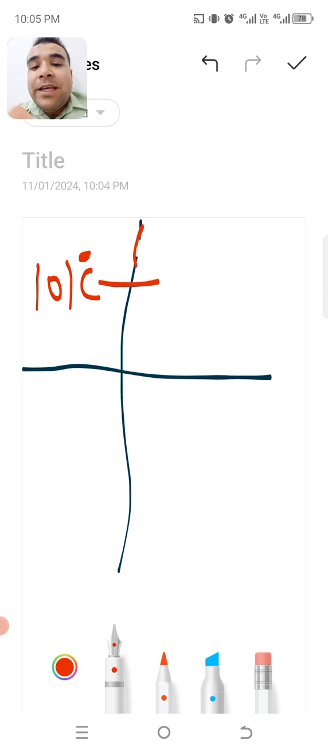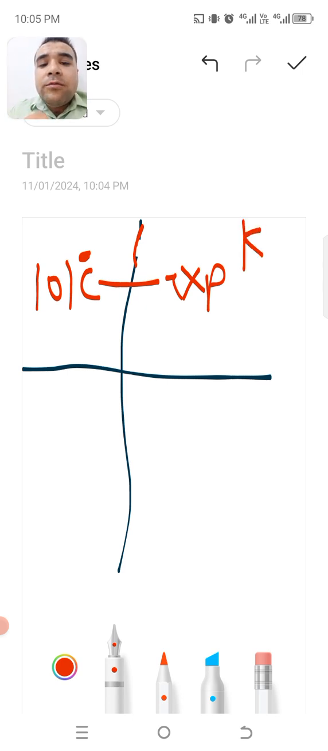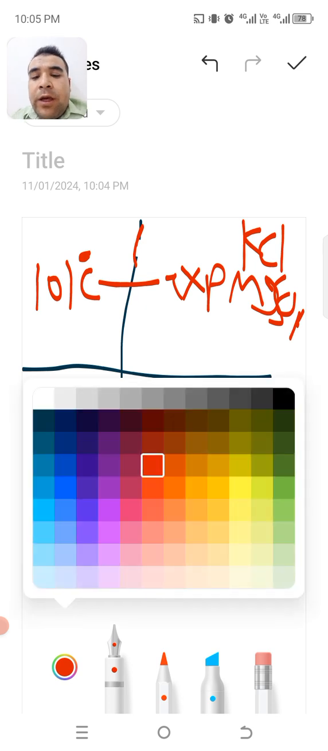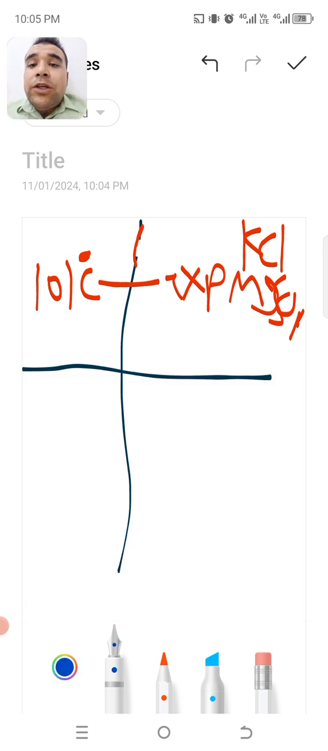Guys, this is the expected value for both KCl and MgSO4. So the value is the boiling point.